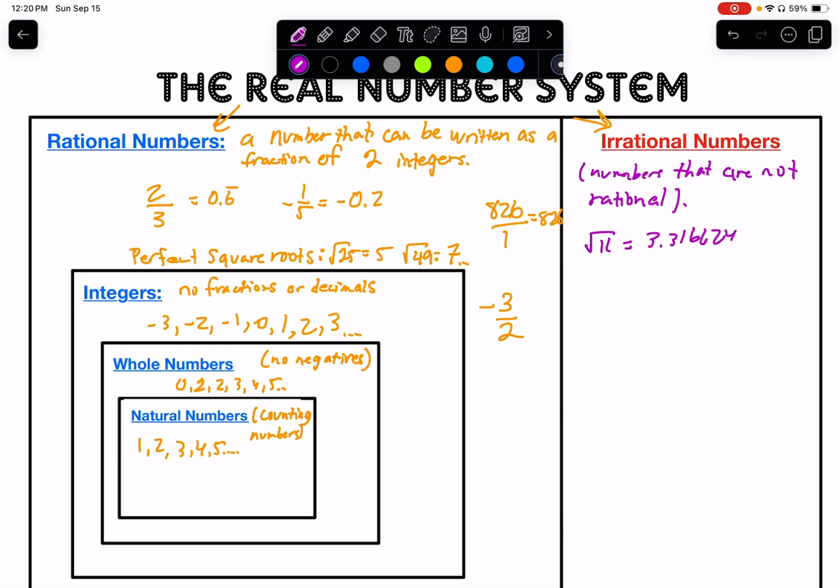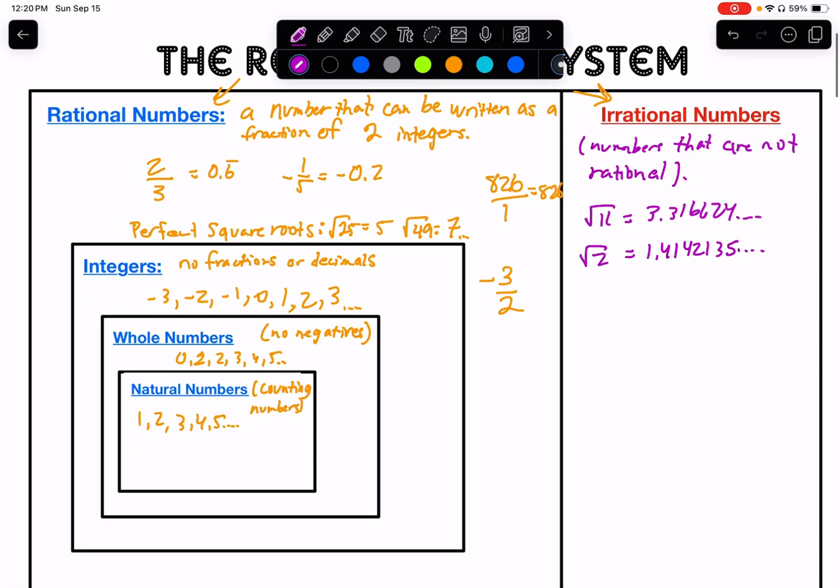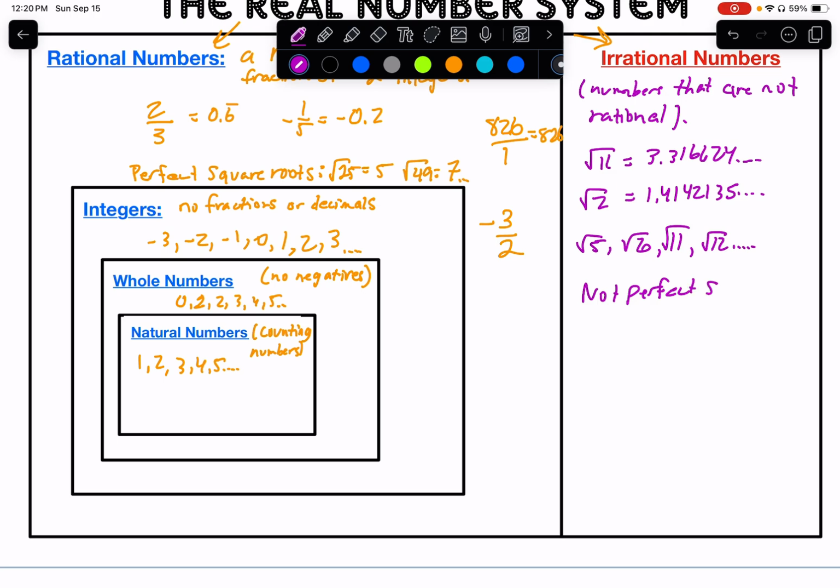So they're non-perfect square roots. Those will all result in irrational numbers. Also pi. Pi is also a perfect example. 3.14159265, and it goes on forever. Those are all examples of irrational numbers. But both rational and irrational are part of the real number system.